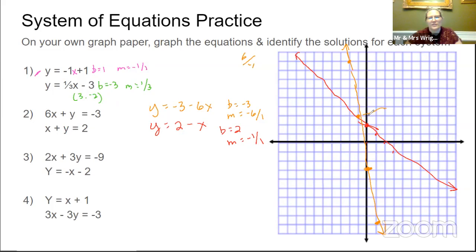Now, it looks like they're going to intersect at this point right here, which happens to be -1 as the horizontal value. The 1, 2, 3 is the vertical value. So the solution is -1, 3.